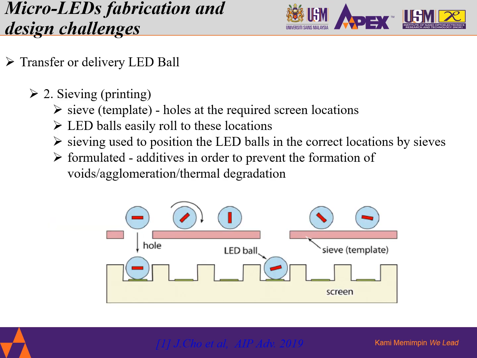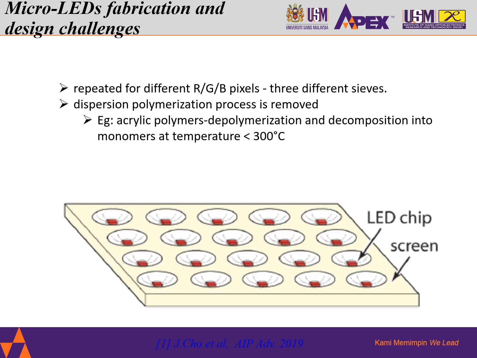The second method for the delivery of the ball-shaped micro LED is by sieving, which is also known as printing. The sieve template has holes at the required screen locations. The LED balls can easily roll to these locations. Sieving is used to position the LED balls in the correct location. The dispersion can be formulated with additives in order to prevent the formation of voids or agglomeration and even thermodegradation on the screen surface. This is very interesting.